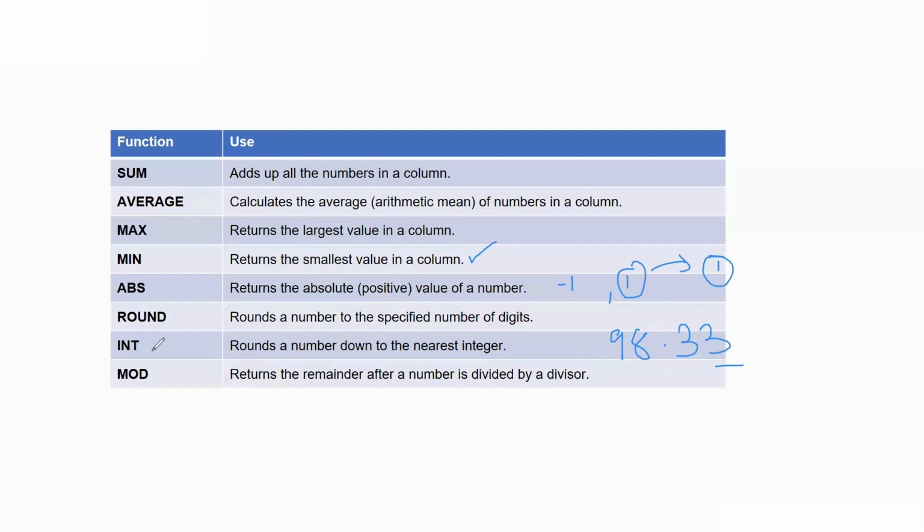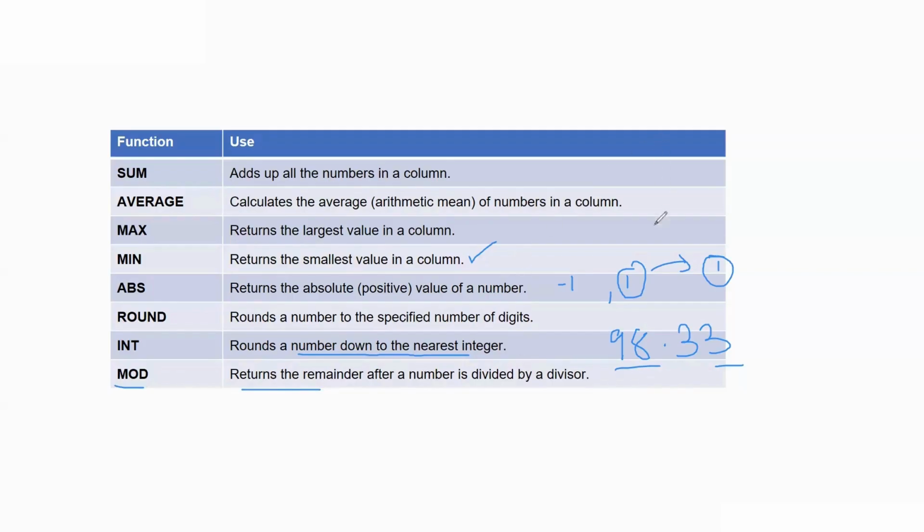Then we have the integer. So it would round up or round down any number, basically, to the nearest integer. So in this case, let's say again we are having this number 98.33. It would return the value as 98. Basically, it is rounding a number down to the nearest integer. Then we have mod. So mod would return the remainder after a number is divided by a divisor.